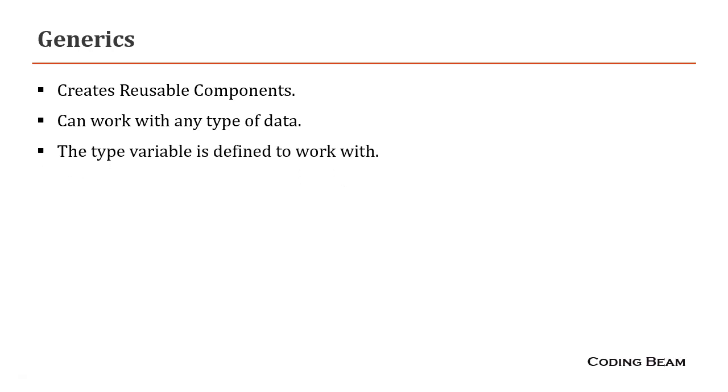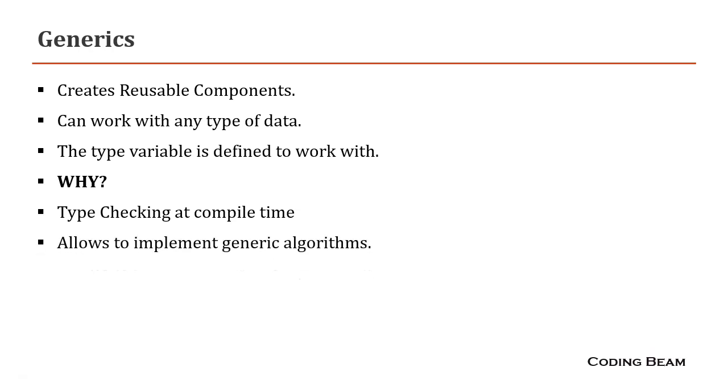Generics use a type variable, which can be T, a special kind of variable that denotes the types. The type variable remembers the type that the users provide to it, and it works with that particular type only. But why do we need generics? It helps us with type checking at compile time. It will check for the types during compile time only, and it allows us to implement generic algorithms. Now we will see an example of how generics work in TypeScript.